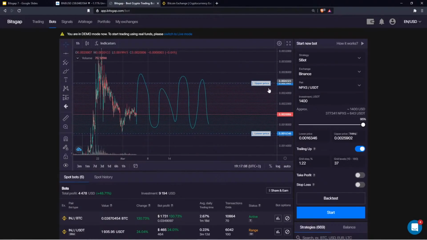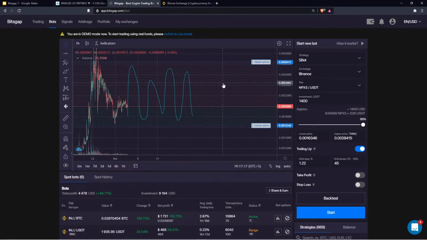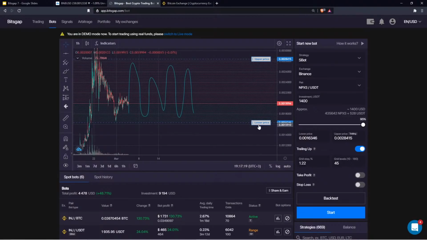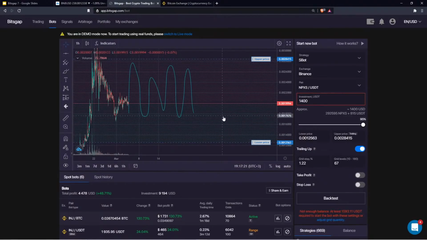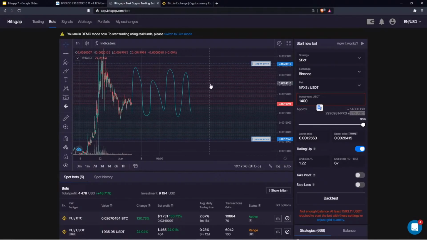So by manipulating the upper and lower price, basically by dragging the upper price higher, you increase the risk exposure because you now see more sell limit orders. Whereas by moving your lower price lower, you increase the amount of buy limit orders. So that's why you need more of the quote currency to make sure that the bot is able to execute all of these limit buy orders. All right, okay, so that's the point.